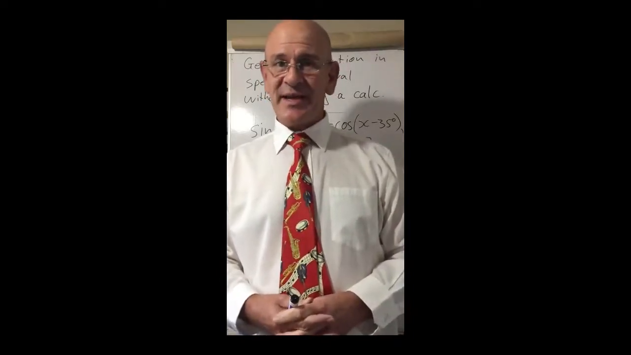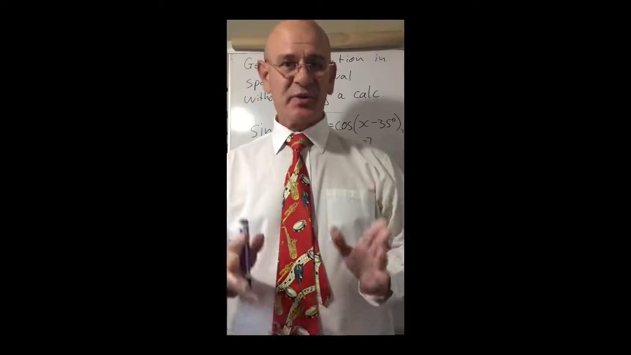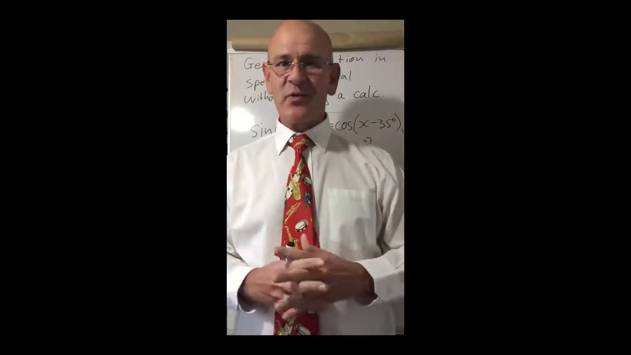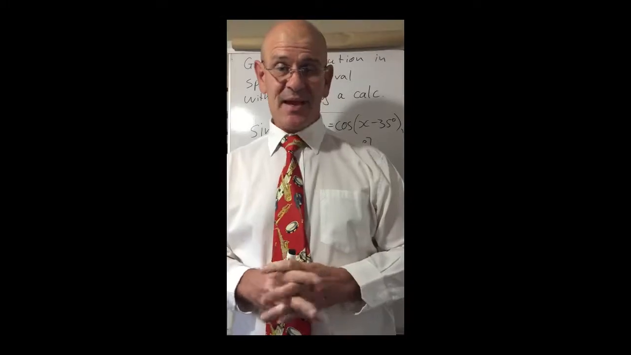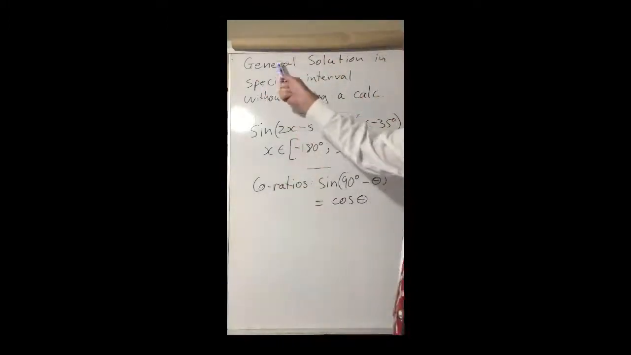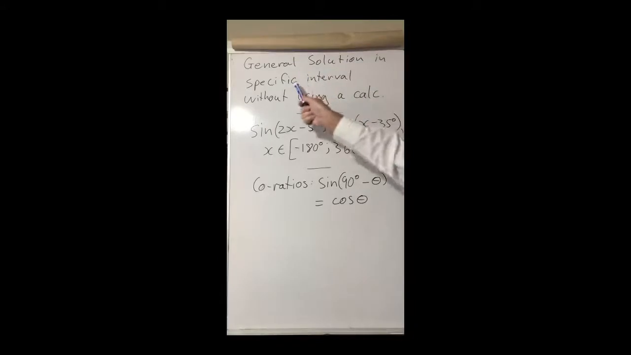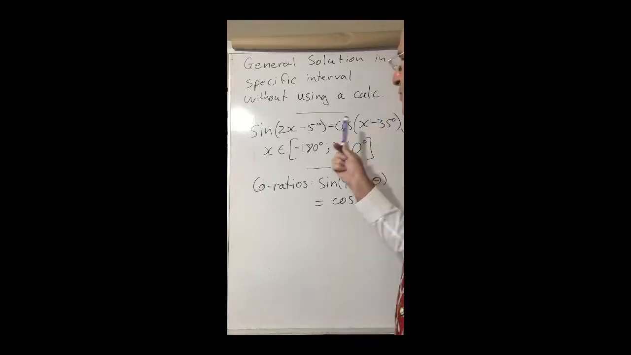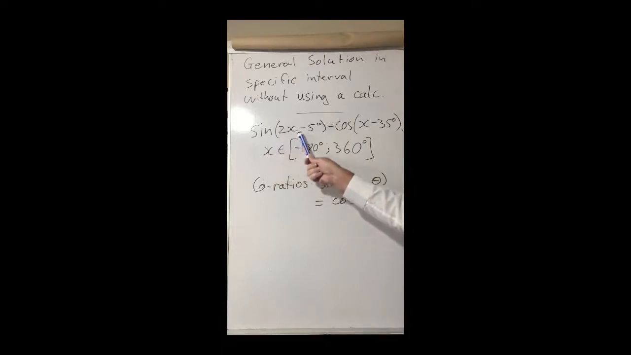What we're going to do today is trigonometry, with general solutions combined with specific solutions. So we're going to work with general solution in a specific interval, and especially without using a calculator. That will be very interesting. Now the example that we're going to work with is this one: sine of (2x minus 5) equals cos of (x minus 35), and x must exist in the interval minus 180 to 360.